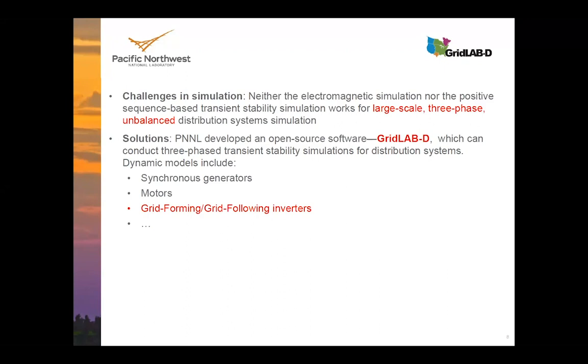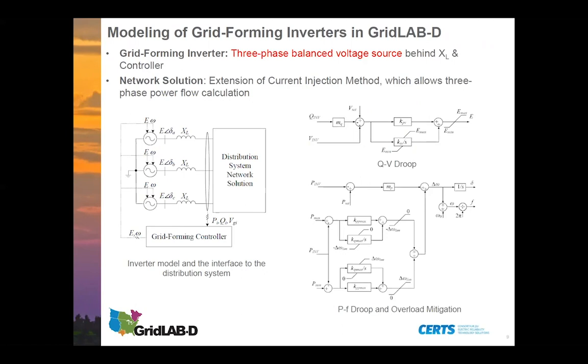To address this problem, PNNL developed an open source software called GridLAB-D. It can conduct three-phase transient stability analysis for large-scale distribution systems. So we developed different dynamic components in GridLAB-D. We developed synchronous generators, motors, and recently we developed the grid-forming and the grid-following inverters. Here I will briefly introduce how these inverters are modeled in GridLAB-D.